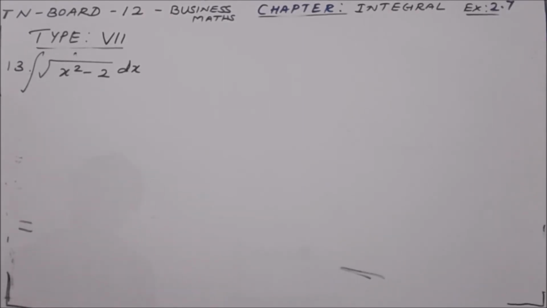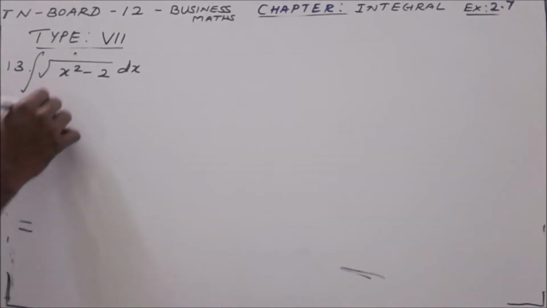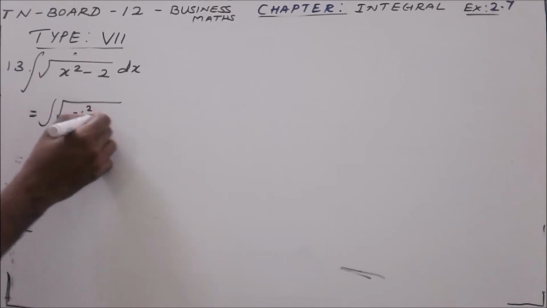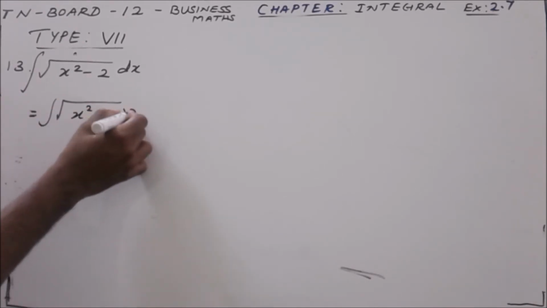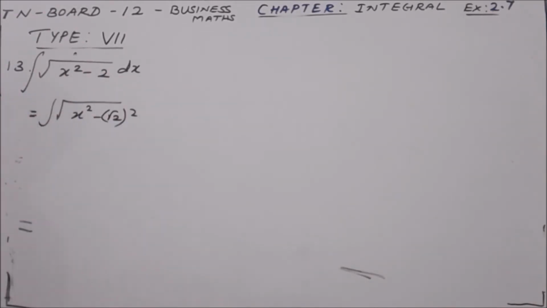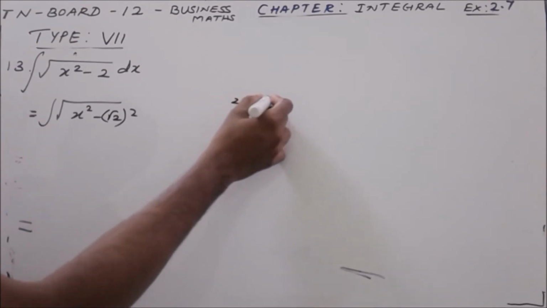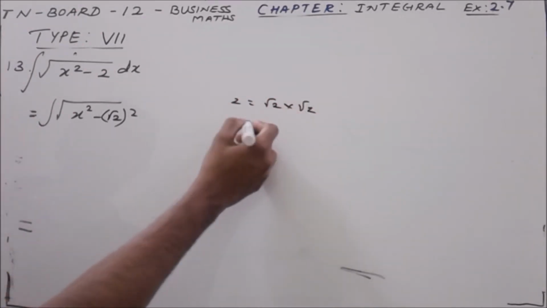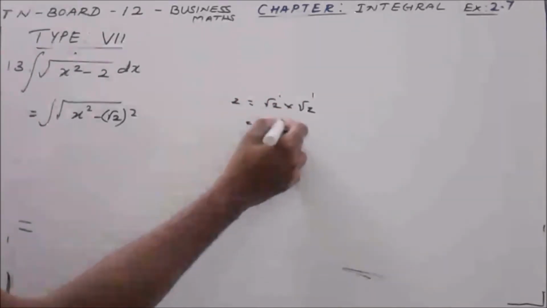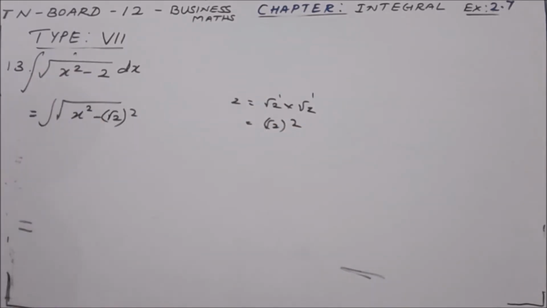Just making 2 as a square number, which is equal to the integral of root of x square minus root 2 whole square. Convert 2 as a square number: 2 equals root 2 into root 2, so root 2 power 1, root 2 power 1, root 2 power 2. So it is a square number. 2 equals root 2 square.